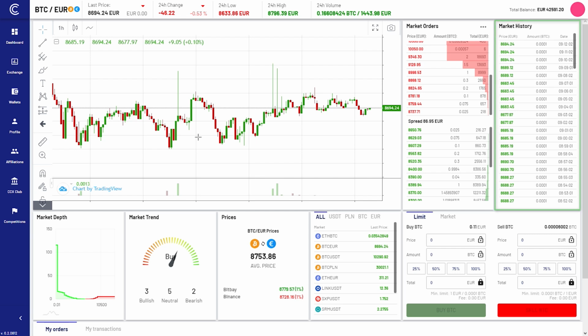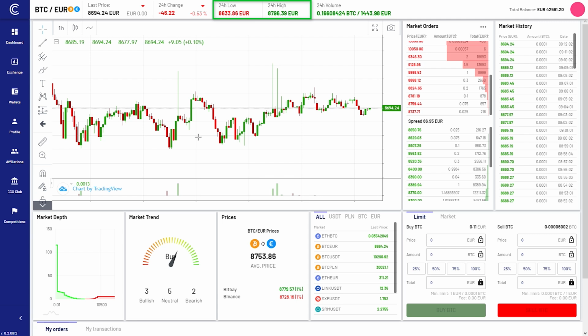Next section shows the change in the Bitcoin price in the last 24 hours. Right now it's about minus 0.5%, which means that in the last day the price dropped by 46 euros. Next two sections show the lowest and the highest price that was reached in the last 24 hours.